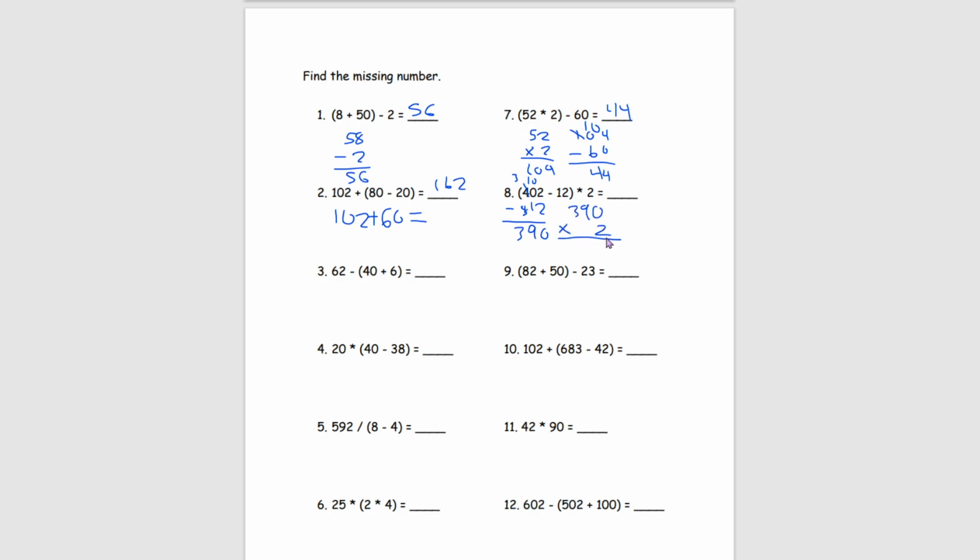So we have 2 times 0, which gets us 0. 9 times 2, which gets us 18. So we put an 8 right here and carry the 1 over. And we have 3 times 2, which equals 6, plus 1 equals 7. So our answer for number 8 is 780.